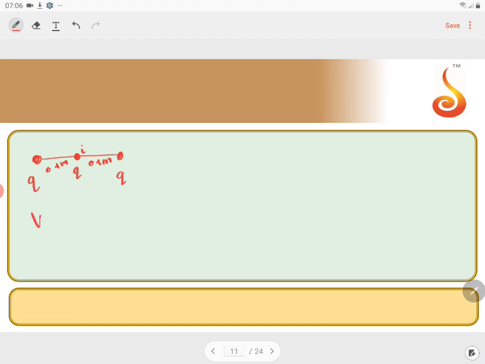So what is the potential due to the first two charges at the initial point? It is at the midpoint, right? Kq divided by 0.1 plus Kq divided by 0.1, which is equal to 2Kq by 0.1.